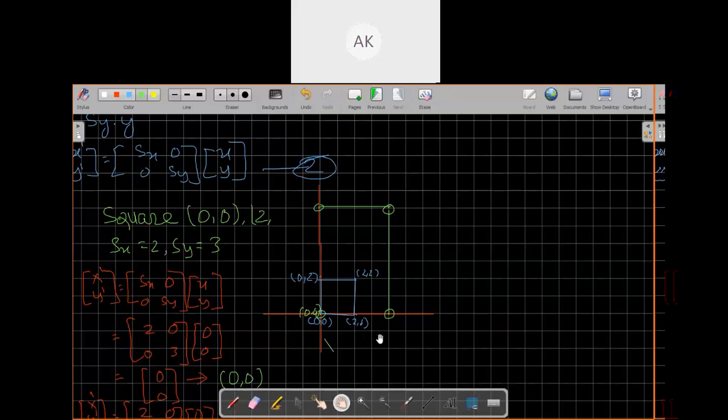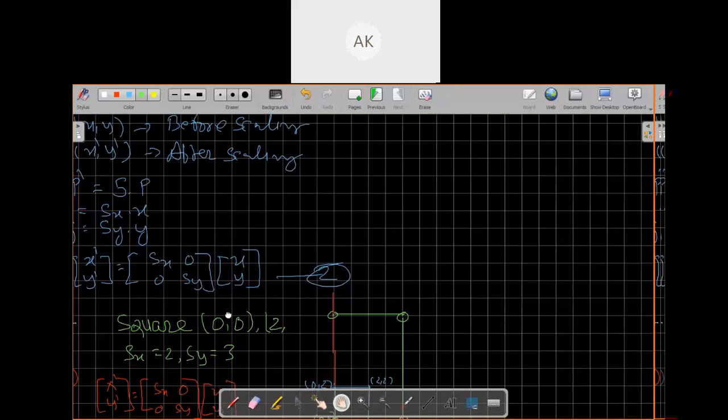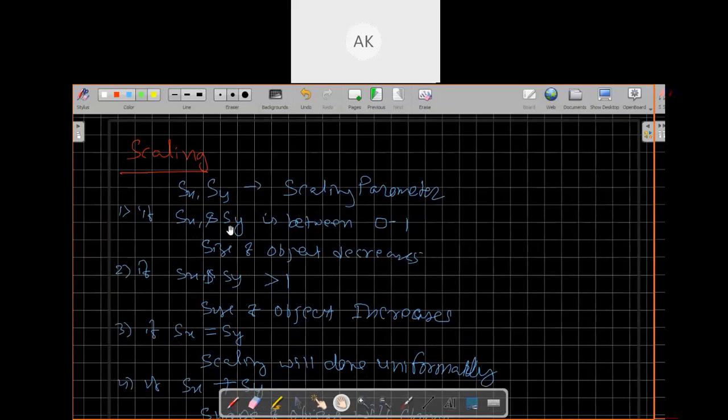Okay, and if sx and sy are not equal, then the shape of the object will change. Here, as you can see, our given object is a square, but after scaling it has become a rectangle, meaning the shape of your object has changed. If the values of these two scaling parameters are equal, just consider it is 2, 2, then the size of the object will increase, but the shape will not change, meaning it will remain a square with a greater size.